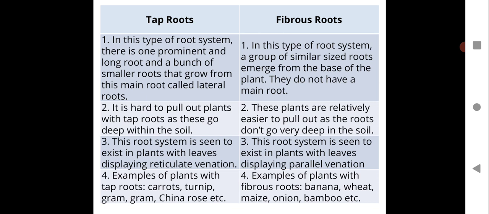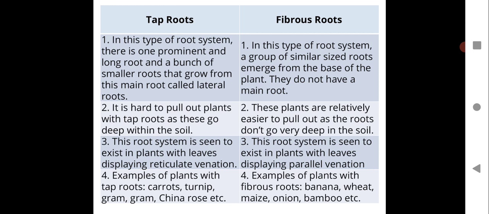Taproots: in this type of root system, there is one prominent and long root and a bunch of smaller roots that grow from the main root, called lateral roots. So it has one main big thick root and we have small roots coming out of it. Whereas in fibrous root, you have a group of similar size roots emerging from the base of the plant. So here you have all similar size roots, they emerge from the base of the plant and they do not have a main root. As taproot has a main root, that is a prominent thick root, whereas in fibrous root, all the roots are of more or less the same size.